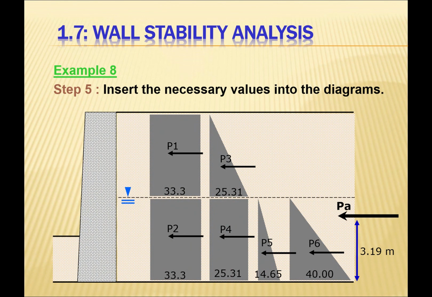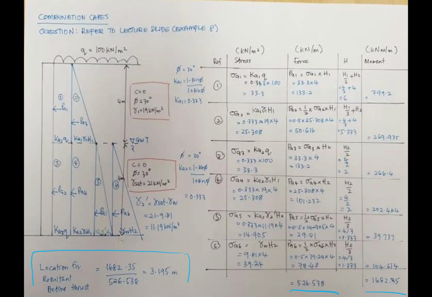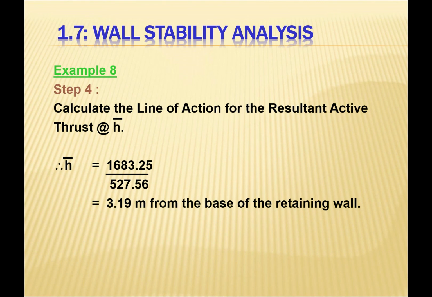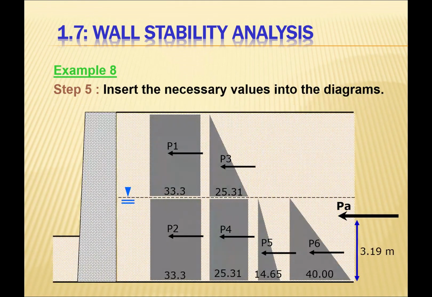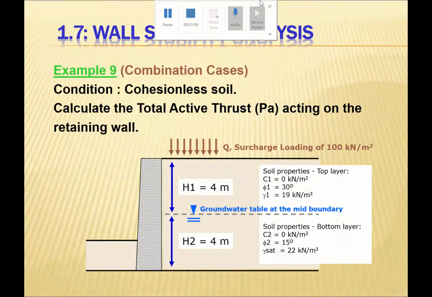Of course the final thing is for you to know how to draw this one. Alright, so this is for today. We have example 6 up to example 8, and for this lecture you have another example which is example 9, a combination case. Use this one to practice your understanding of how to calculate for different layers. You have groundwater and then you have surcharge. Okay, that is for today.